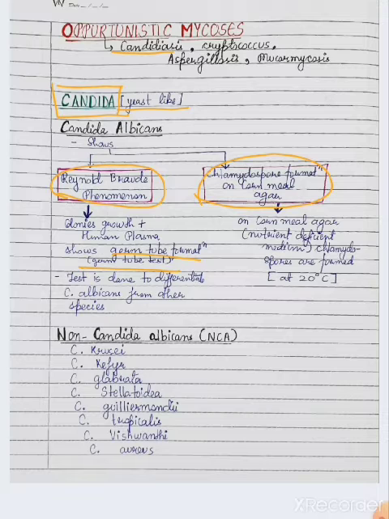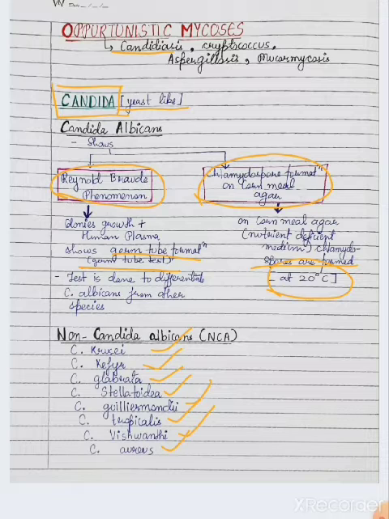So, on cornmeal agar, which is a nutrient deficient medium, chlamydospores are formed at 20 degrees Celsius. Now, the non-Candida albicans are Candida krusei, kefyr, glabrata, stellatoidea, guilliermondii, tropicalis, viswanathii, and auris. So, these are Candida krusei, kefyr, Candida viswanathii, and Candida auris.